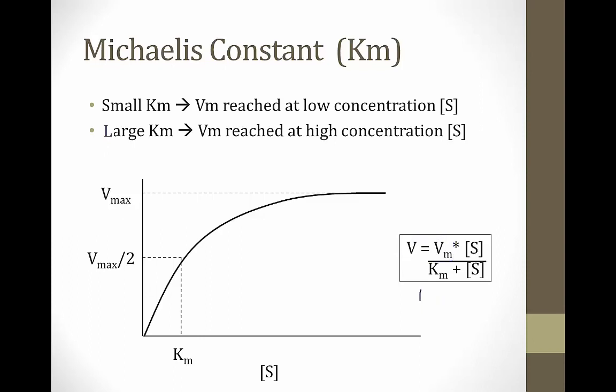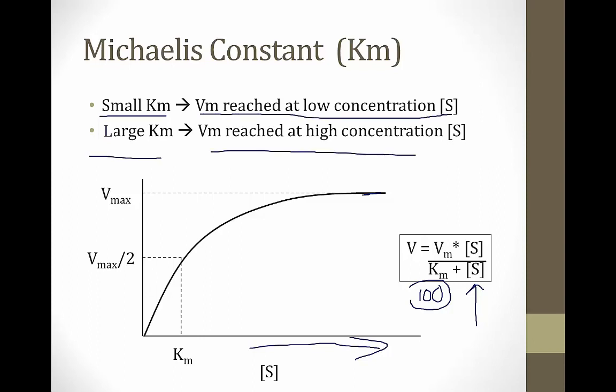Now let's imagine Km is a higher number. Say it's a number like 100. Well, in order for S to get much, much larger than this, we're going to need a lot of S. So when Km is high, like 100, we have to go to very high concentrations of S on the x-axis here in order to reach Vmax up at the top. So I've summarized this on the slide. If you have a small Km, Vmax is reached at low concentrations of S. On the other hand, if you have a large Km, then Vmax is not reached until high concentrations of S occur.